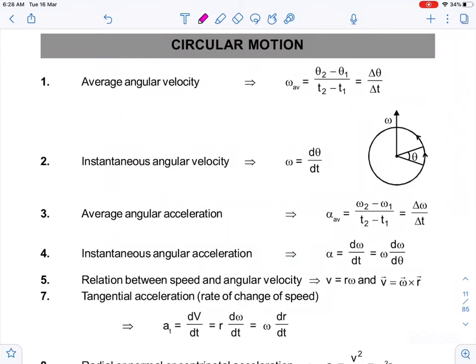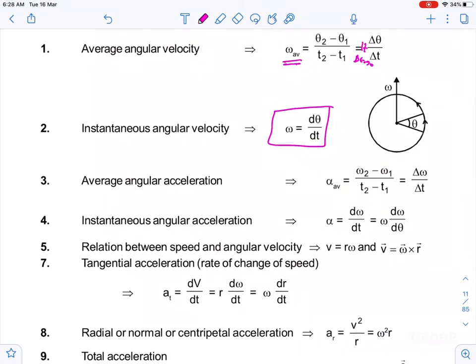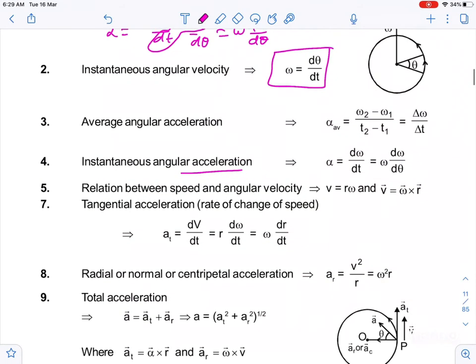So guys, next we have taken circular motion. In circular motion, you have to remember some results directly. Average angular velocity omega is equal to delta theta upon delta t, and instantaneous, taking the limit delta t tends to 0, becomes d theta by dt. Average angular acceleration is again delta omega by delta t, and instantaneous is d omega by dt. I told you, guys, when it is given in terms of theta, write d omega by dt multiplied by d theta divided by d theta, because d theta by dt is omega.